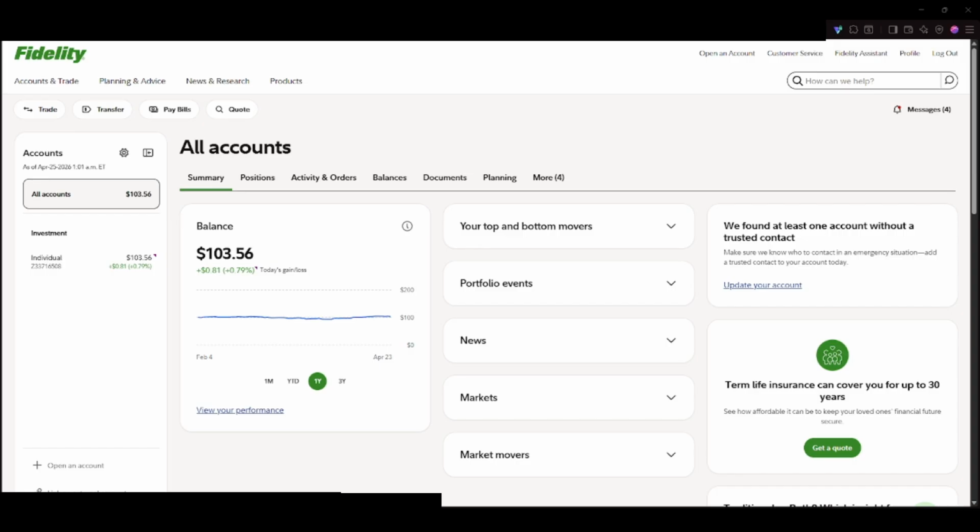First, ensure that your Fidelity account is set up for after-hours trading. You will need to check that your account is enabled for extended hours trading and that you meet any specific requirements set by Fidelity. Once that is confirmed, log into your Fidelity account. You can do this through their website or mobile app.